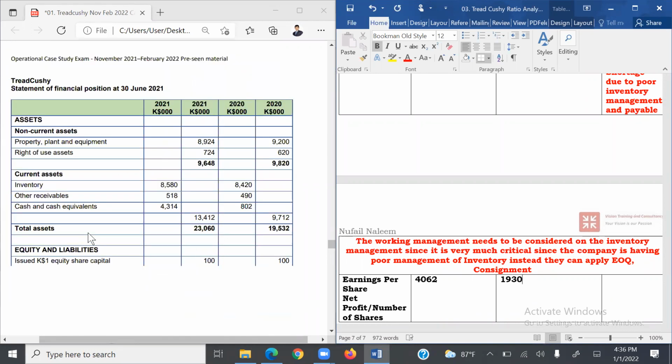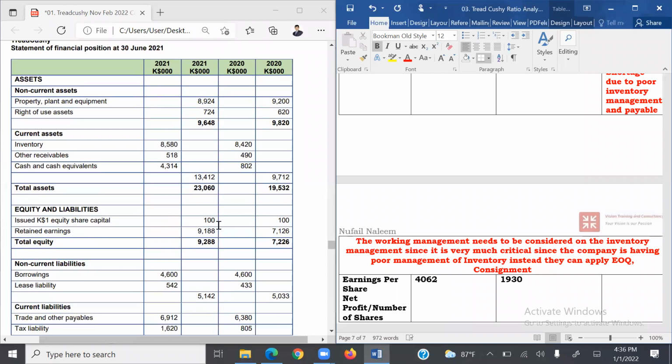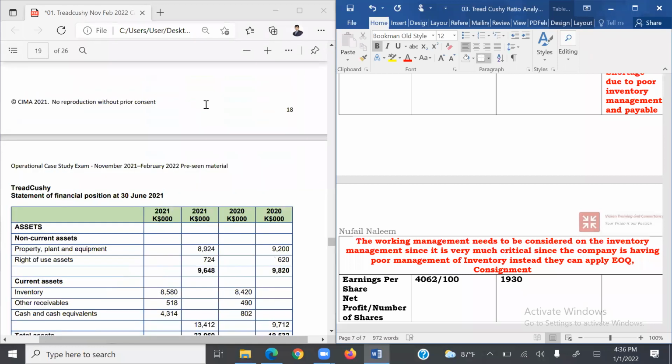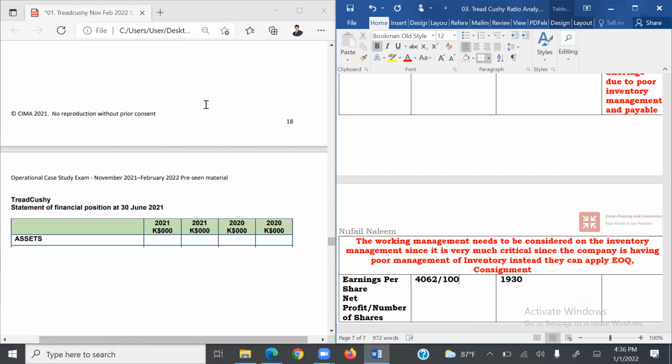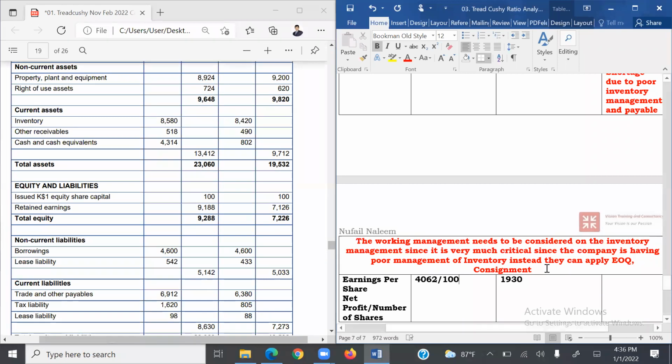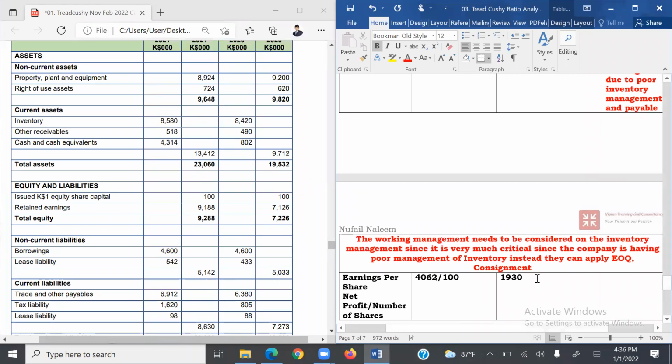Number of shares, very simple, students. $1 equity share means, if you see 100 divided by 100, students, because $1 means 1 million divided by 1 is 1 million. So workings in millions, dollars, $3. So see, it's in dollars. So you divide it by 100. And here also, students, I will divide this by 100. So students, here you will get something called 40.62 per share. And here it is going to be 19.30 per share.